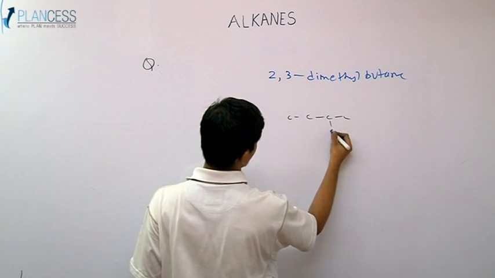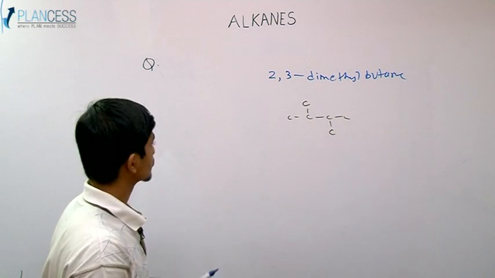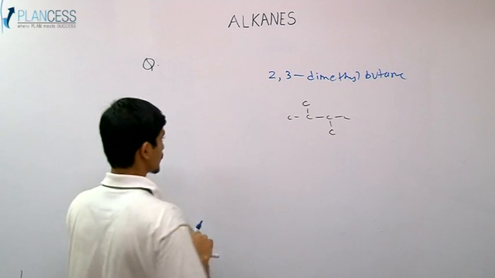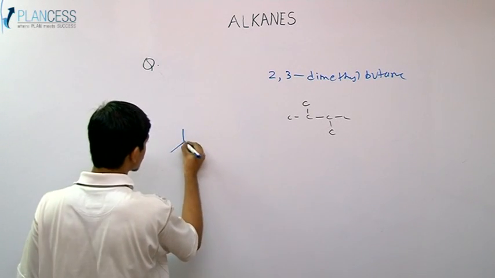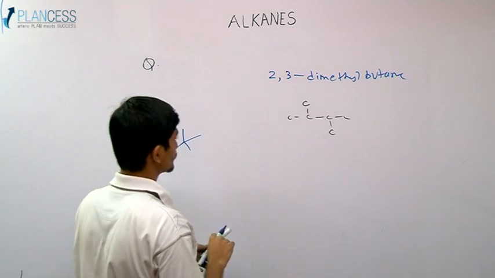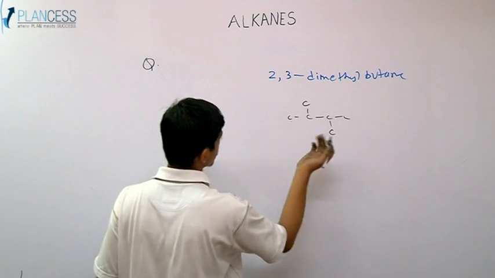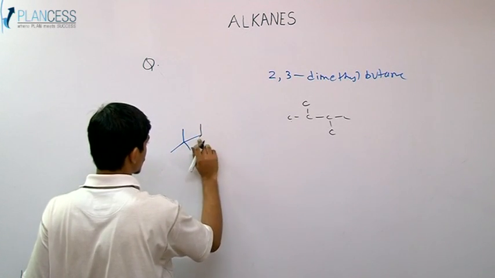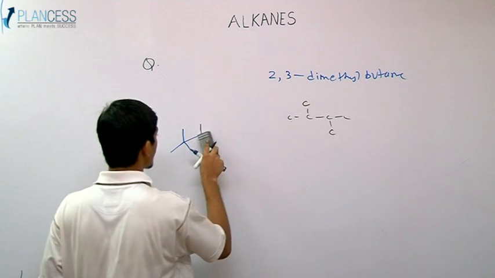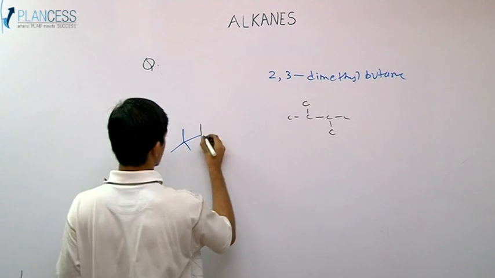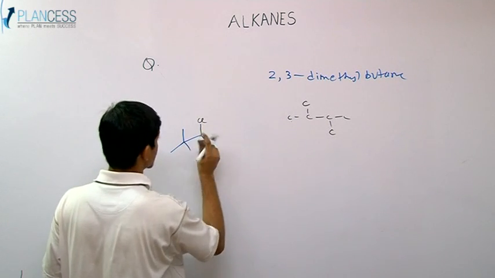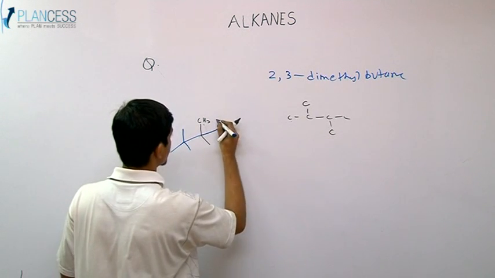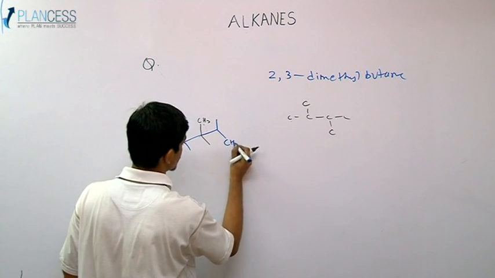CC, CC, CC and 2,3. Fine. Next, we have to first draw the Sawhorse projection, because then only we can draw the Newman projection. So drawing the Sawhorse projection definitely will be something like this. Suppose I start with this carbon. Anyway, you can start with any other carbon, then this carbon, and then next carbon, but having a methyl group. So this carbon is something like this, CH3, and another carbon is, again I will draw in blue. It also contains a CH3.